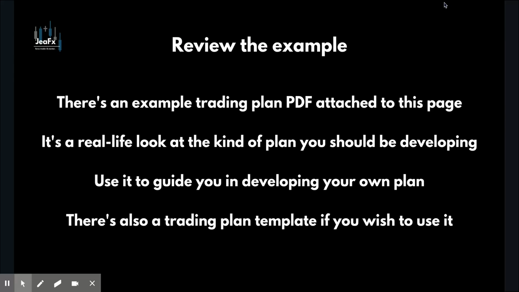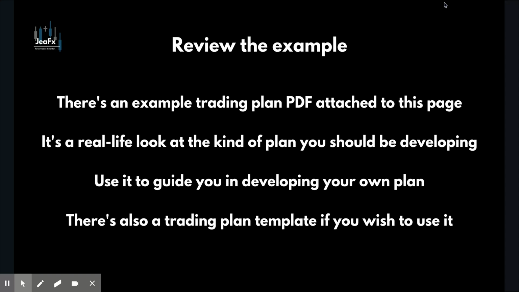So that is really all the major factors of the trading plan that you're going to want to put together. Now, I've included here an example PDF, so you can go and view it and see the kind of examples that are in there. It's a real life look at the kind of plan you should be developing, so definitely use that as a guideline.